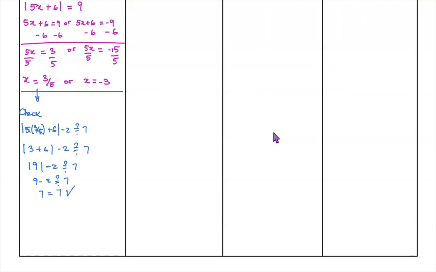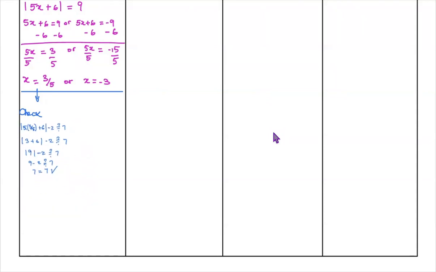That means x equals 3/5 is a solution of the equation. So let's check for x equals 5 over 3 is one of the solution, verified.